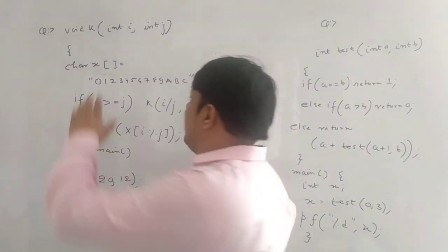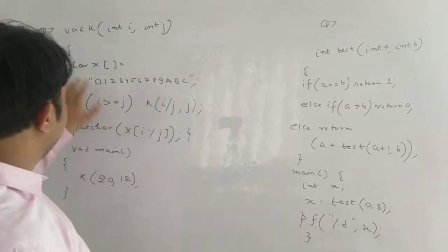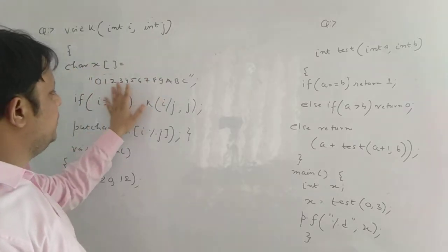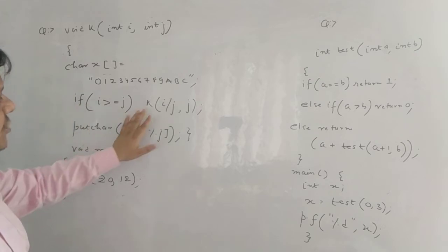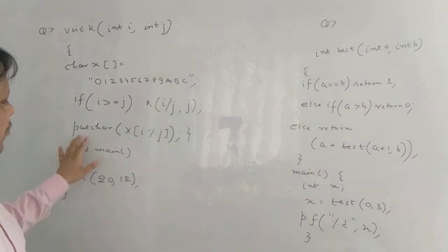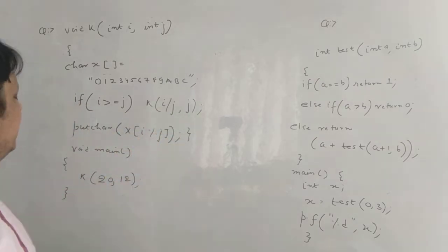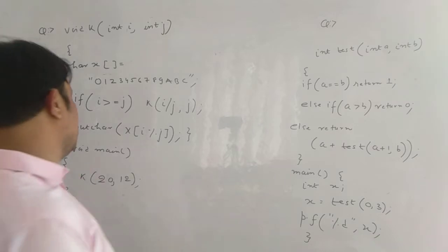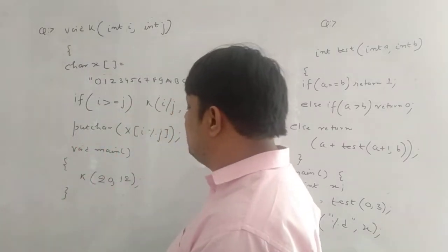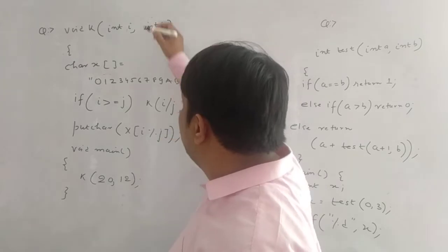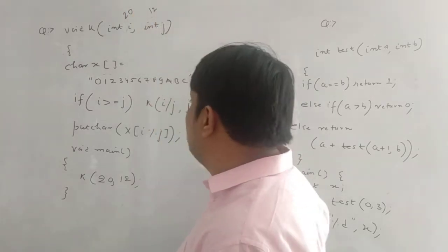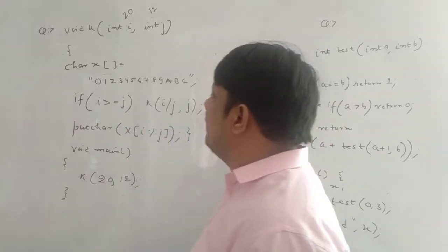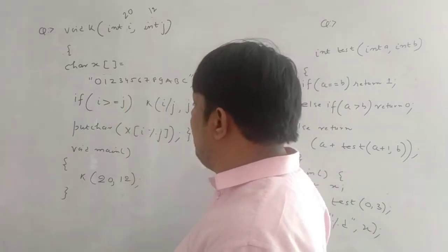Right. So this is void k(int i, int j) with char x equal to 0, 1, 2, 3, 4, 5, 6, 7, 8, 9, A, B, C. If i is greater than or equal to j, k(i/j, j), putchar(x[i % j]). Void main calls k(20, 12). So now we will call this function k(20, 12). Therefore the value of i is 20 and the value of j is 12. Now we have this string of characters from 0 to 9 and then ABC.